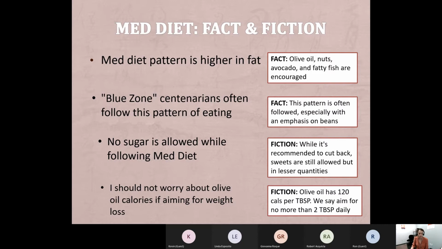And then true or false, I should not worry about olive oil calories if I'm aiming for weight loss. That is false. Olive oil has about 120 calories per tablespoon. So we say to aim for no more than 2 tablespoons a day if you're following the Mediterranean diet.